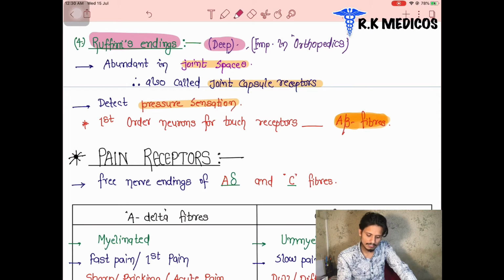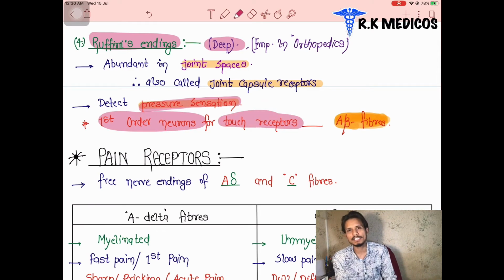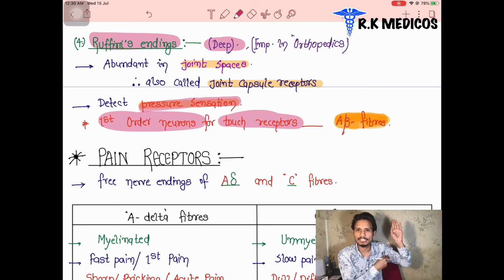The first order neurons for the touch receptors are A beta fibers. What are A beta fibers? We will discuss later. For now, there are several divisions of A: alpha, beta, gamma, and these are the types of fibers. For now, you have to memorize that all the first order neurons of the touch receptors carry information to the spinal cord, and they all are A beta.